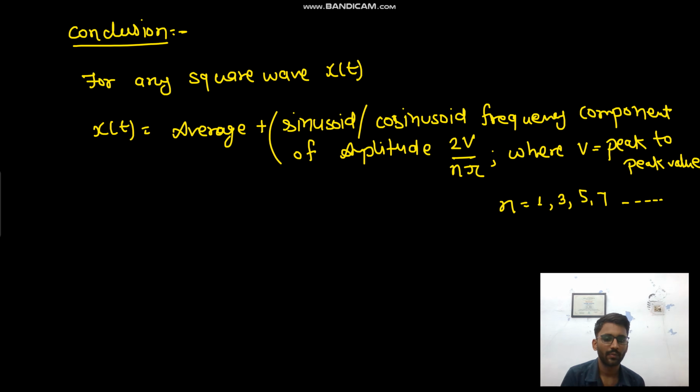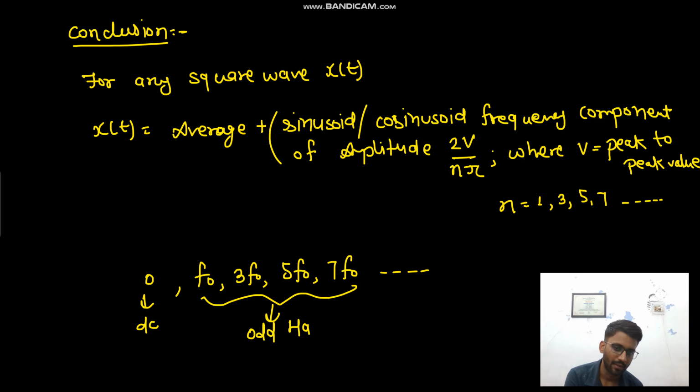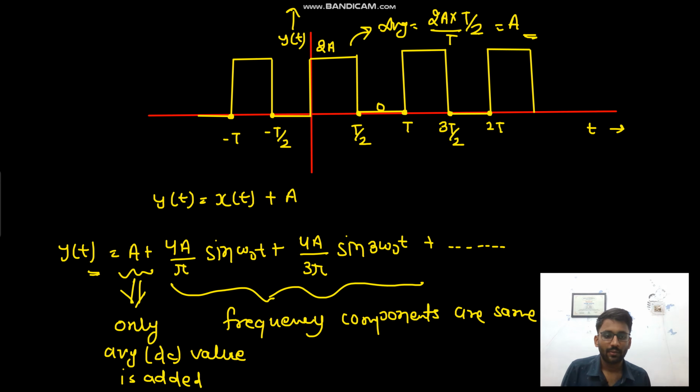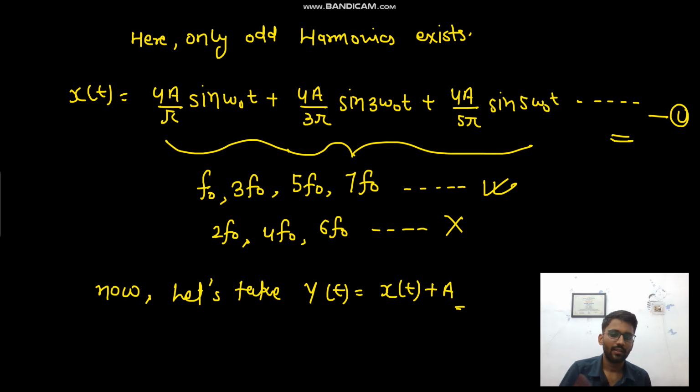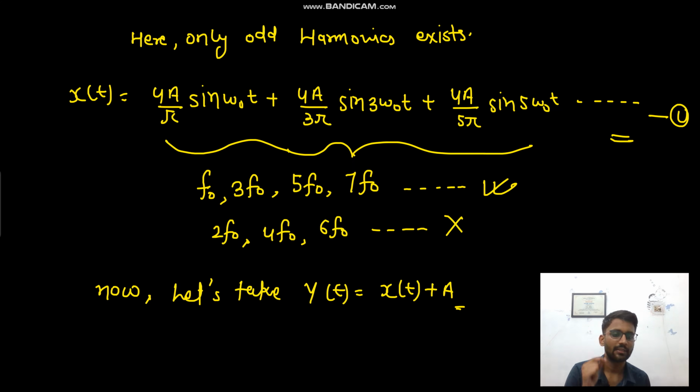Okay, so we have the zero frequency component, that is DC, and then we will have F naught, 3 F naught, 5 F naught, 7 F naught and so on. That means we have odd harmonics. Okay, so that's the way we should write it. Do you get it? Any square wave can be broken into these kinds of components, DC plus odd harmonics.